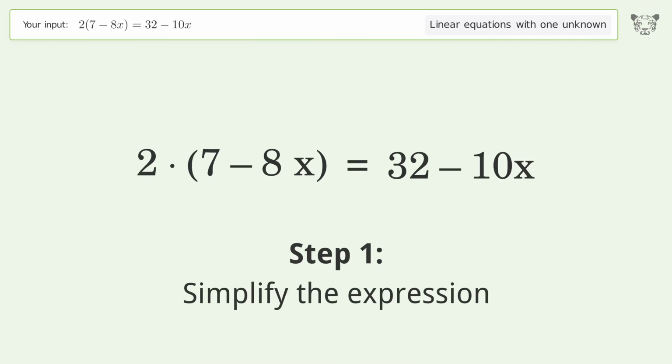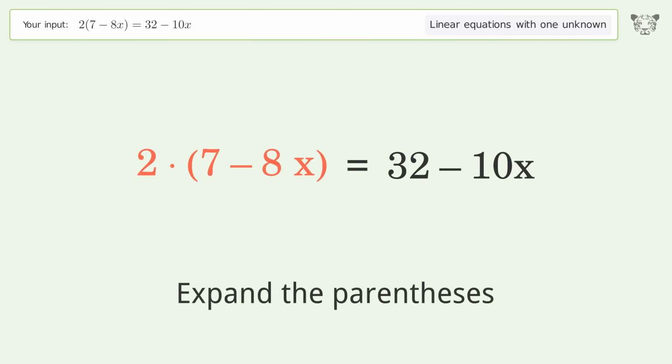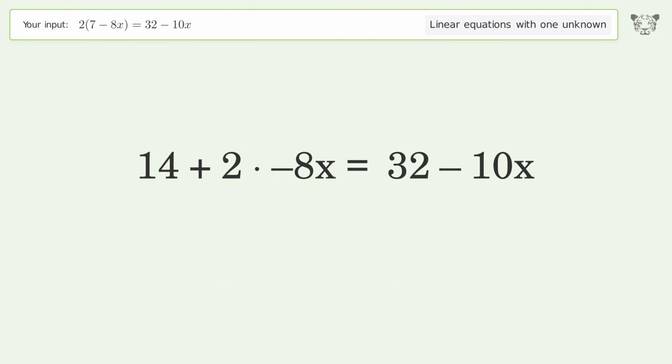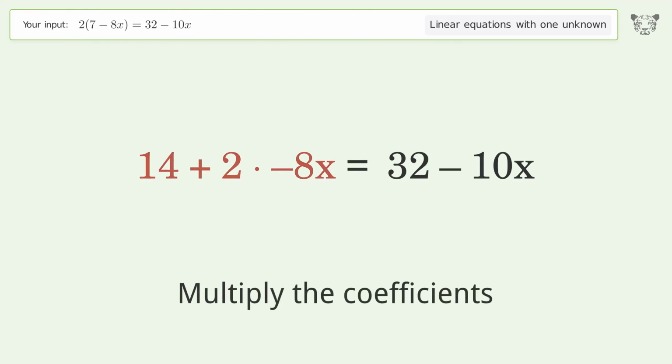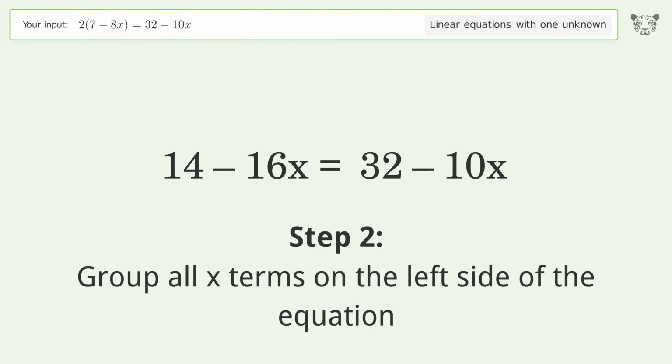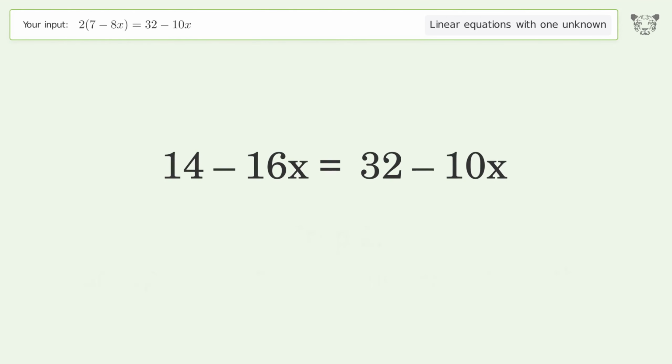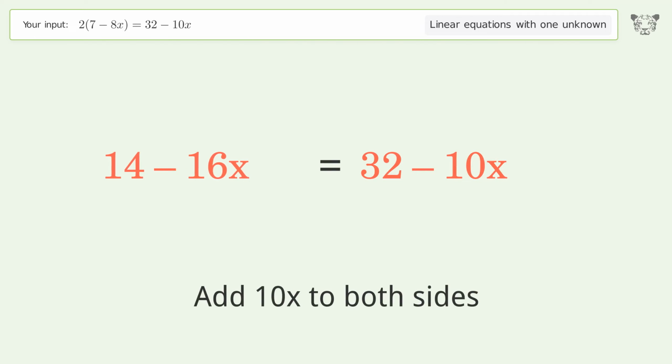Simplify the expression. Expand the parentheses. Simplify the arithmetic. Multiply the coefficients. Group all x terms on the left side of the equation. Add 10x to both sides.